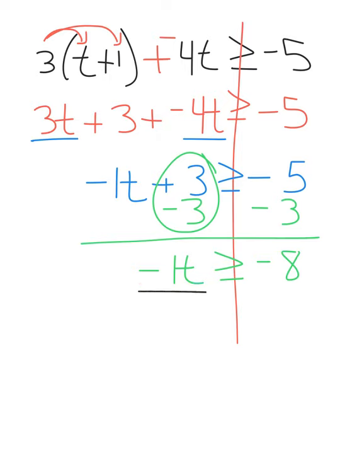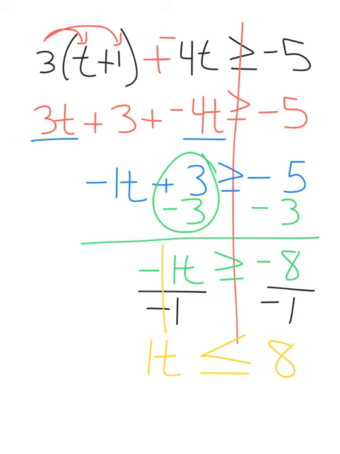And now we are going to divide both sides by a negative 1. Yes, I just said divide, and I said by a negative 1. Flip the inequality. Do it now so we don't forget. And we are left with 1t is less than or equal to a positive 8. So again, you can see right where I divided by a negative, and that's right where I flipped the inequality.